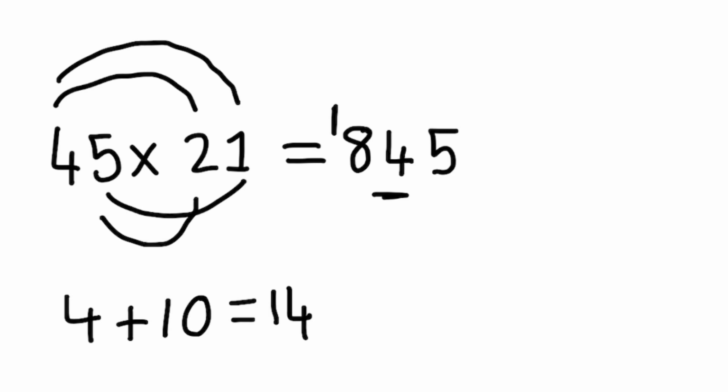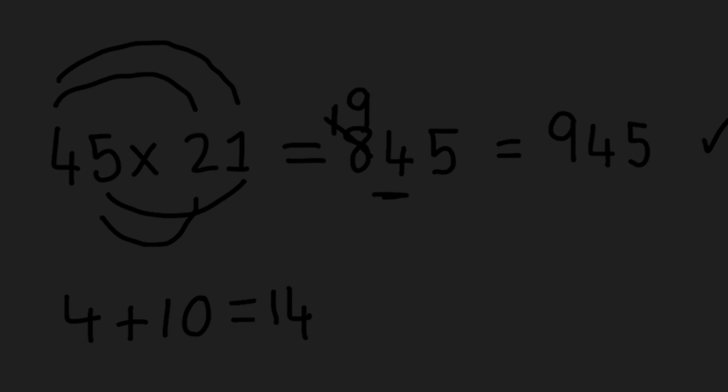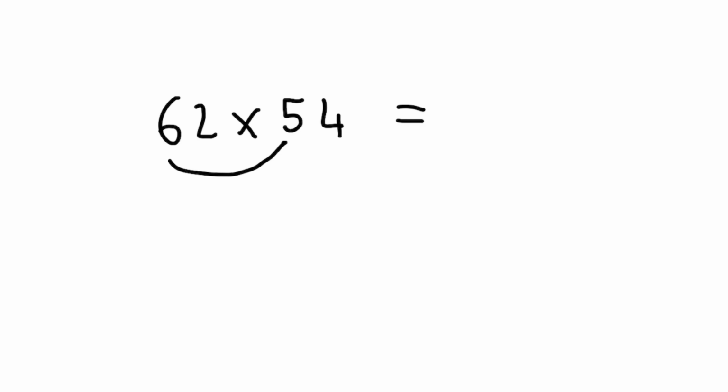We carry the 10 over to the 800. 10 tens make 100. We add it to the 8 to get 900. So the answer is 945. So well done. So now we're going to do 62 times 54. 6 times 5 is 30.